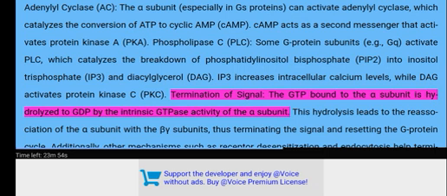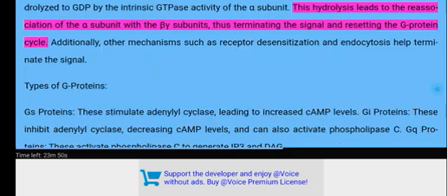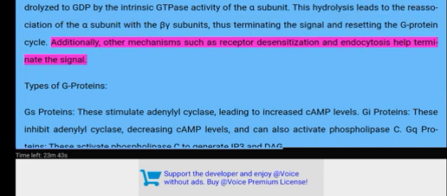Termination of signal. The GTP bound to the alpha subunit is hydrolyzed to GDP by the intrinsic GTPase activity of the alpha subunit. This hydrolysis leads to the reassociation of the alpha subunit with the beta-gamma subunits, thus terminating the signal and resetting the G protein cycle. Additionally, other mechanisms such as receptor desensitization and endocytosis help terminate the signal.